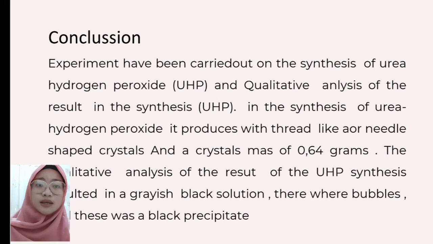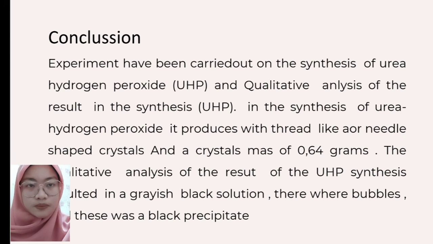Conclusion. The experiment has been carried out on the synthesis of urea hydrogen peroxide or UHP and qualitative analysis of the result of the synthesis of UHP. Urea hydrogen peroxide is produced with thread-like or needle-shaped crystals and a crystal mass of 0.64 grams, and the qualitative analysis of the result of the UHP synthesis. In a black solution, there were bubbles. There was a black precipitate.